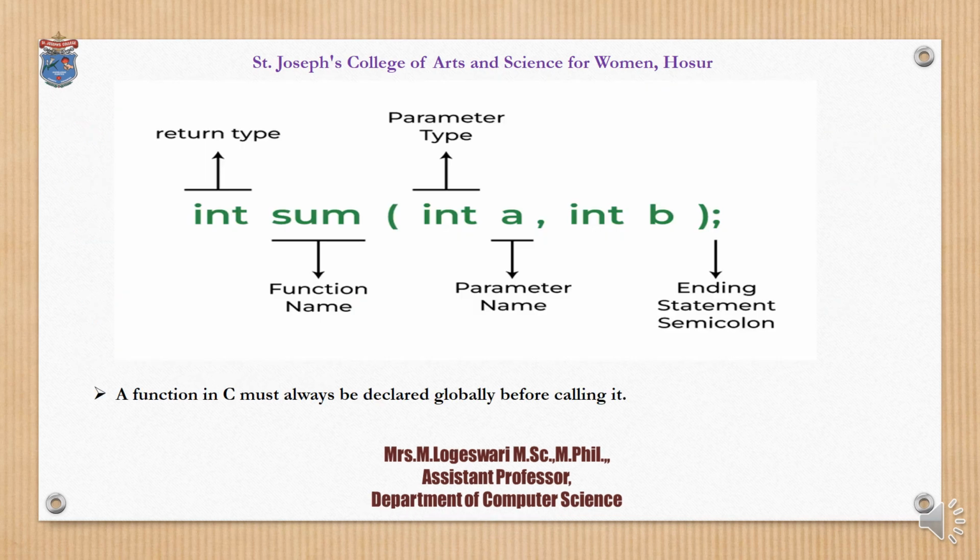This is an example for functions. Int is the return type, sum is the function name, int is the parameter type, and a is a parameter name, and b is also a parameter name. At the end of the statement we give the semicolon. This is the function declaration statement. The function must always be declared globally before calling it. When we declare the function, we should give the semicolon.